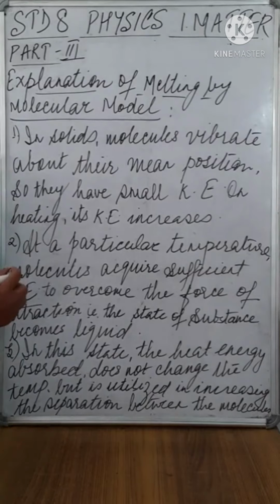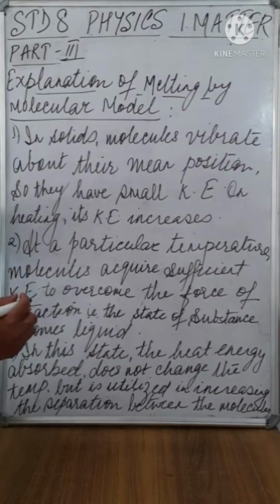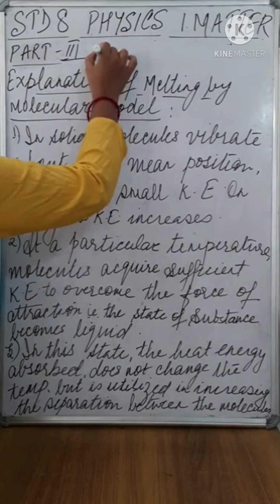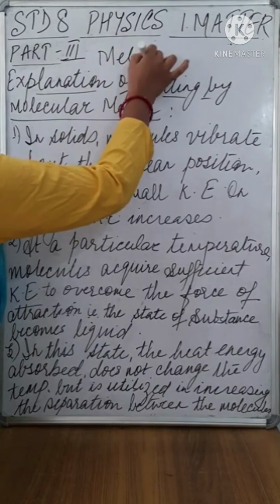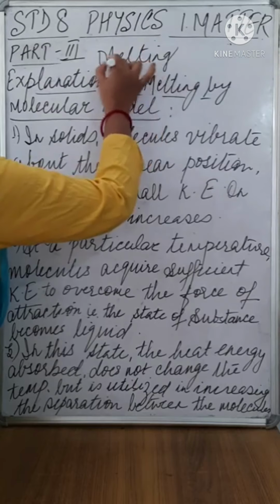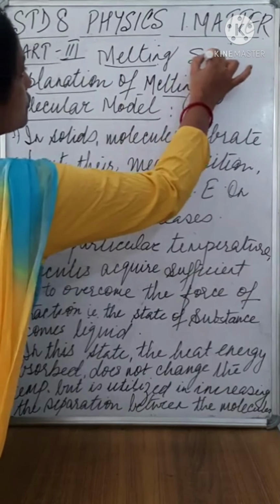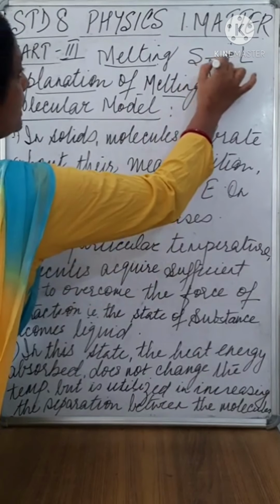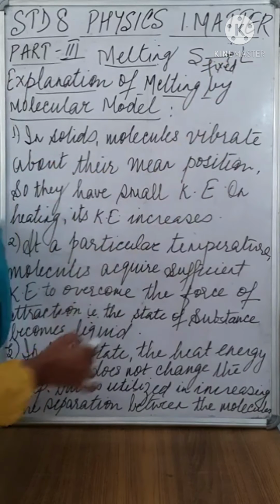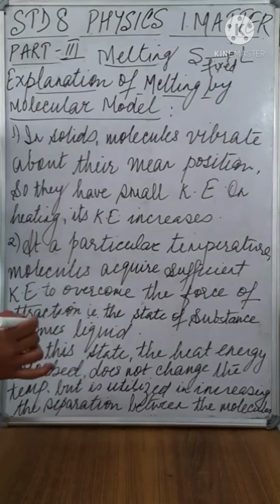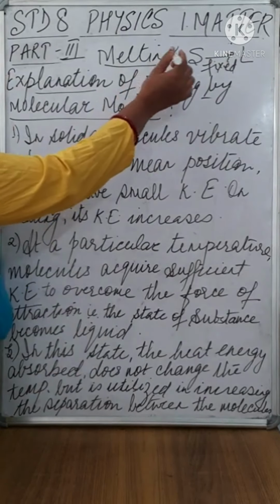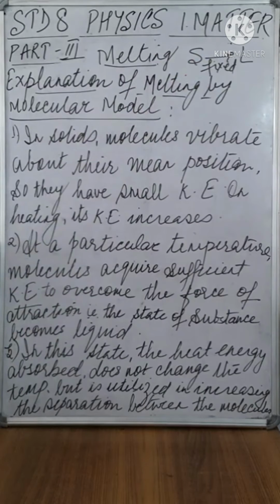Today let us learn about the process of melting. Explanation of melting by molecular model. Melting is the process of change from solid to liquid state at a fixed temperature. Alright? Therefore, let us understand its molecular model when the solid changes to its liquid state.